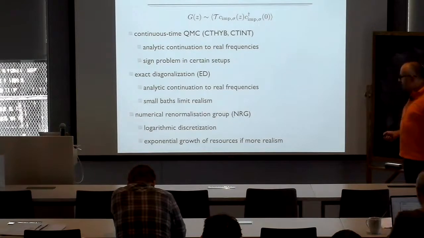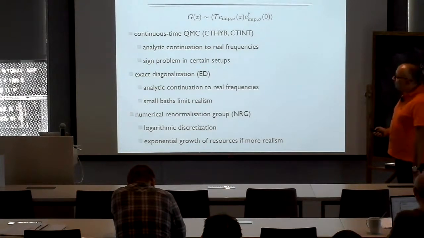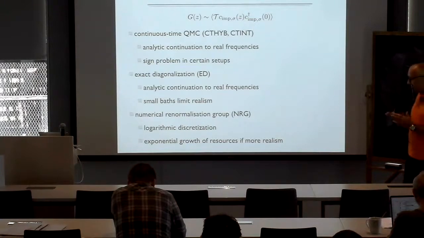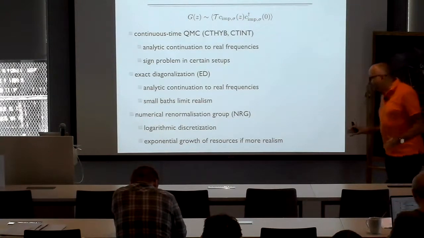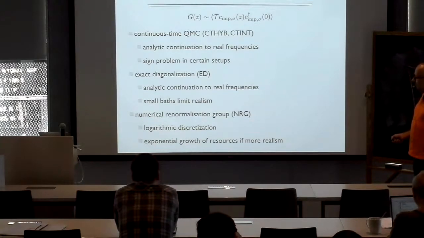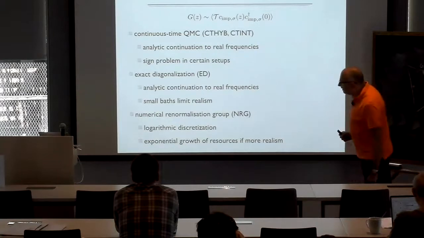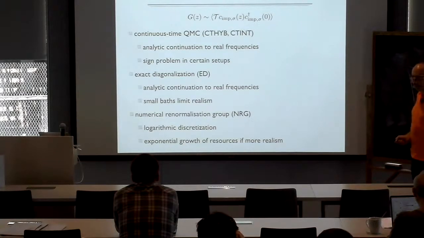Then the NRG is a wonderful method because it's right on the real frequency axis, but there is the issue that you discretize logarithmically around the Fermi energy. So what is going on there, you will see extremely well. What is happening further away from it is not so good. And then there's also the problem, if you look at multi-band, multi-patch problems, you will be looking at an exponential growth of resources, although there has been progress in alleviating that a little bit. But still, this is, I would say, the bottleneck of NRG.